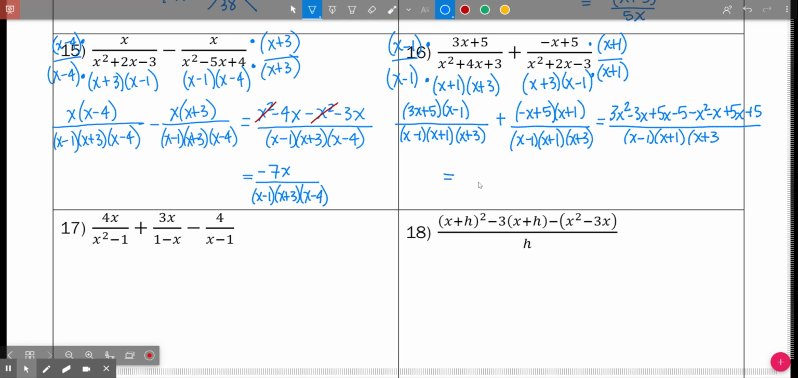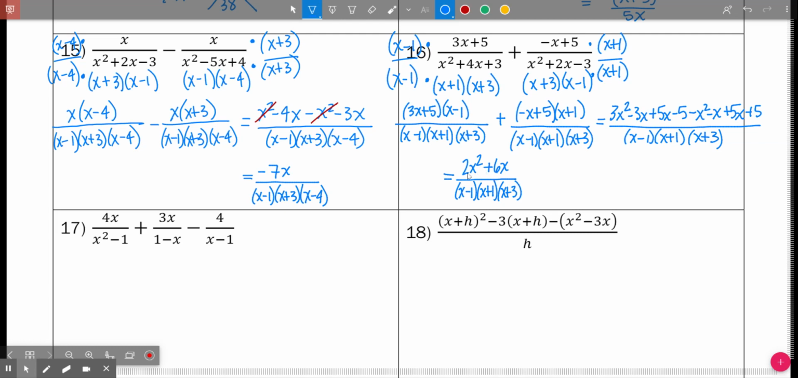So I have 3x squared minus x squared is 2x squared. I have negative 3x plus 5x is 2x, minus x is x, plus 5x is 6x. And I have negative 5 plus 5, which cancels itself out, over x minus 1 times x plus 1 times x plus 3.